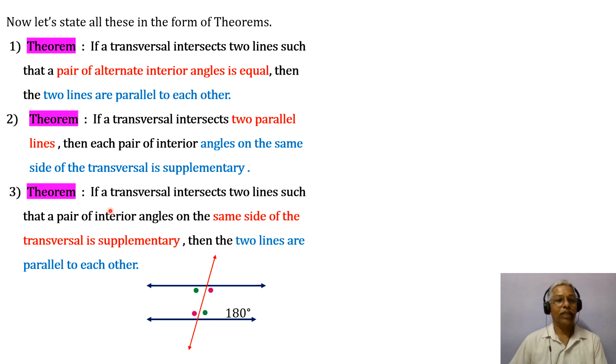And the third one is the converse of the second one. If a transversal intersects two lines such that a pair of interior angles on the same side of the transversal is supplementary, so if these two angles are supplementary, then the two lines are parallel to each other. So this is the converse of this. Got it.